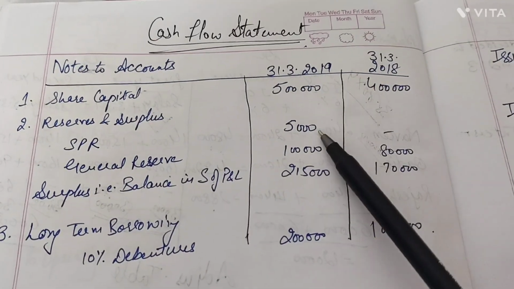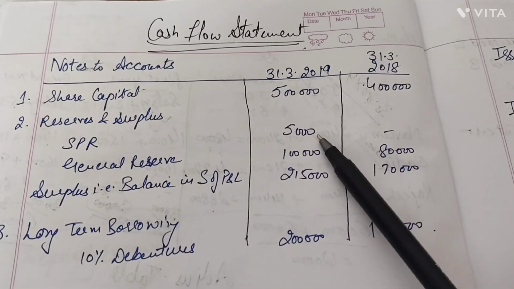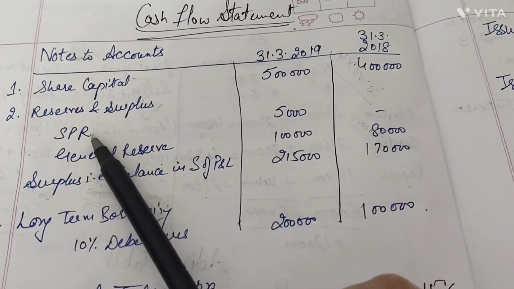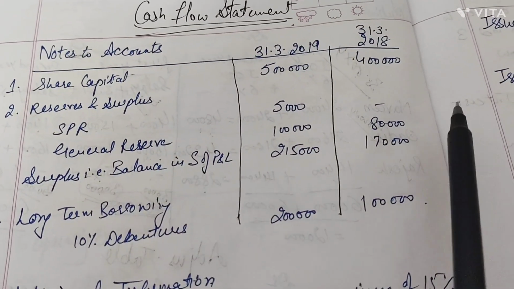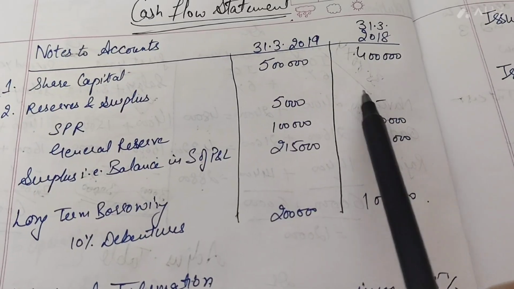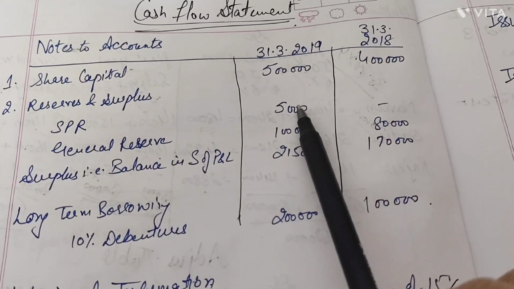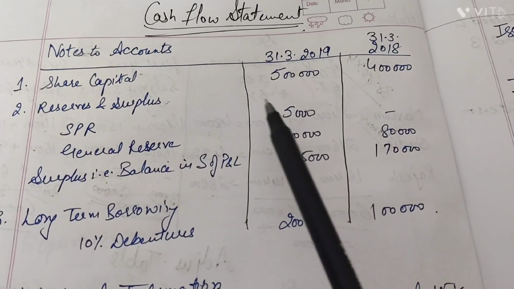and security premium reserve has increased by rupees 5,000. These are reserves and surplus. This is the security premium reserve, which has increased by rupees 5,000. That means the equity share capital was issued at a premium. This is just guesswork. We will go to the additional information also.